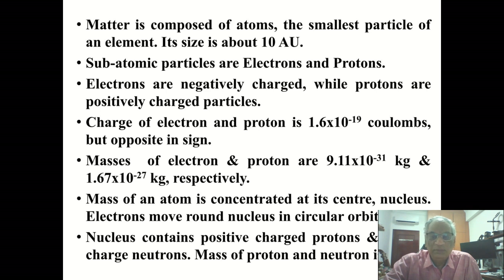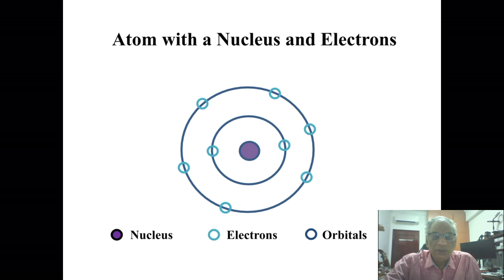The mass of an atom is known to be concentrated at its center, called the nucleus, and the electrons move around the nucleus in circular orbits which are defined in quantized levels. The nucleus contains positively charged particles, protons, and neutral particles, neutrons. Mass of proton and neutron is the same. This slide shows the central nucleus core containing protons and neutrons, and electrons moving around the nucleus in circular orbits.